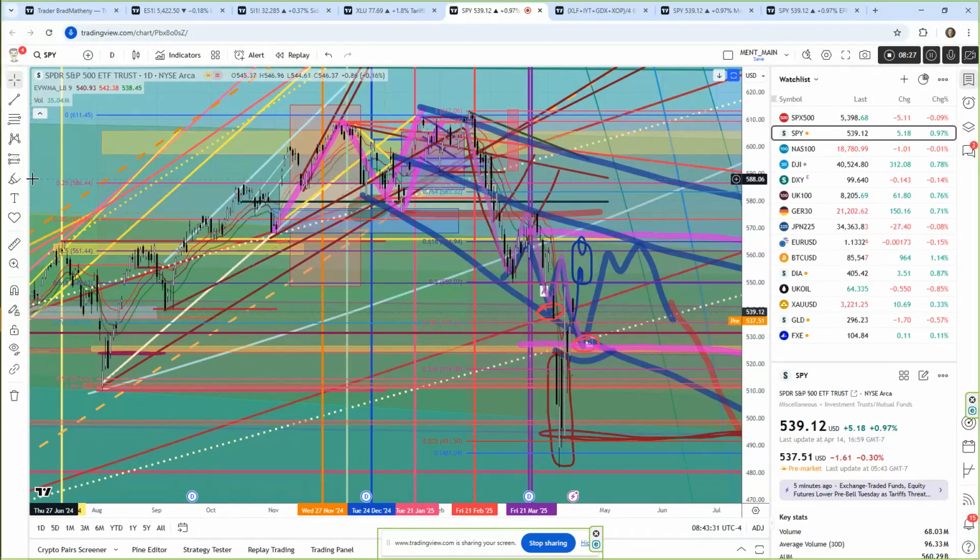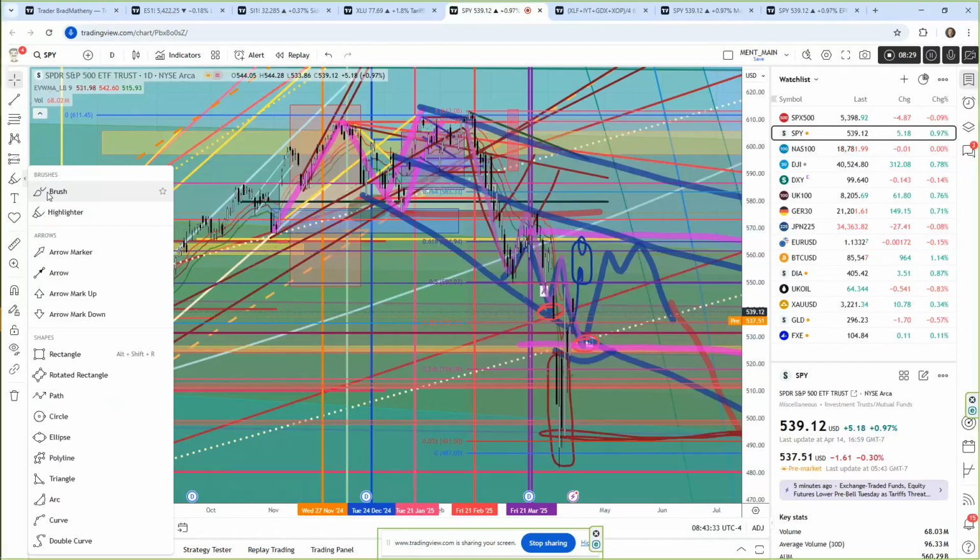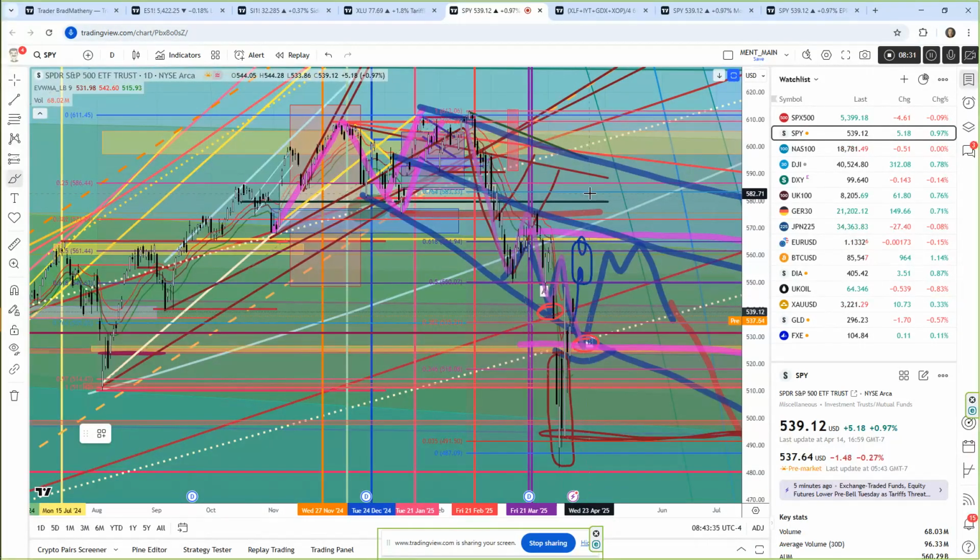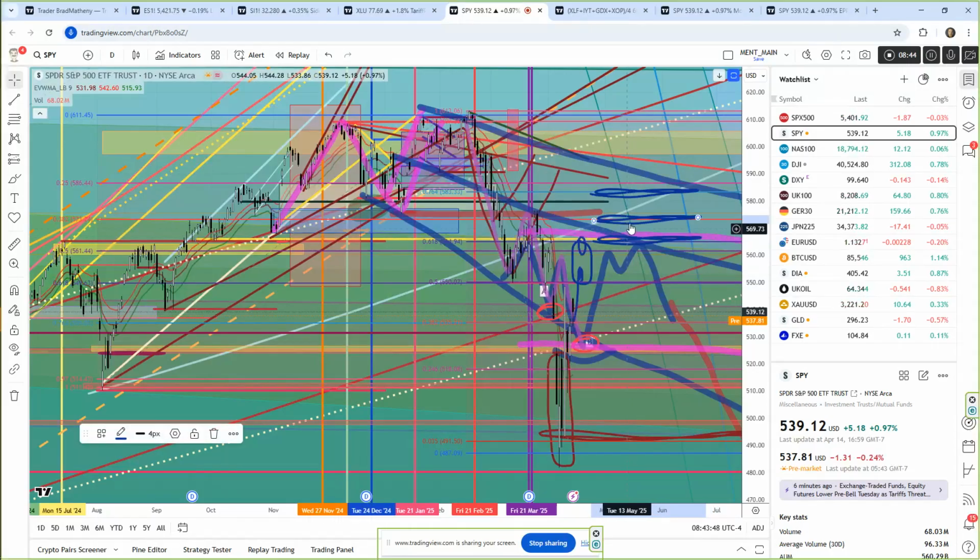So look at this. This is 583. So, here's an area I'm watching. Here's an area I think is important. And here is an area that I think is important. So remember, any one of those areas are logical topping patterns right now for this move higher.